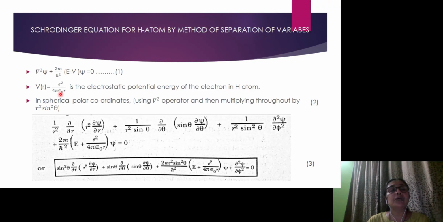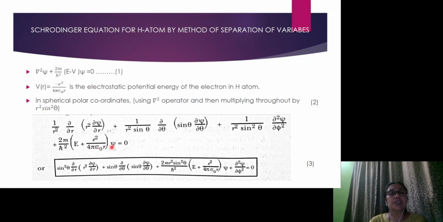So if we substitute this expression for the potential in equation number 1 and use the del square operator in the spherical polar coordinate system, then by multiplying throughout by r square sine square theta, the equation that we get is this. 1 upon r square del by del r of r square del psi by del r, plus 1 upon r square sine theta del by del theta of sine theta del psi by del theta, plus 1 upon r square sine square theta del square psi by del phi square, plus 2m upon h cross square into (E plus e square upon 4 pi epsilon 0 r) psi is equal to 0.